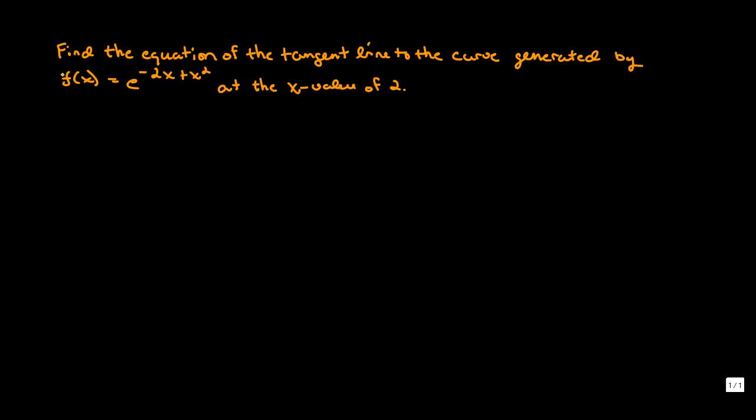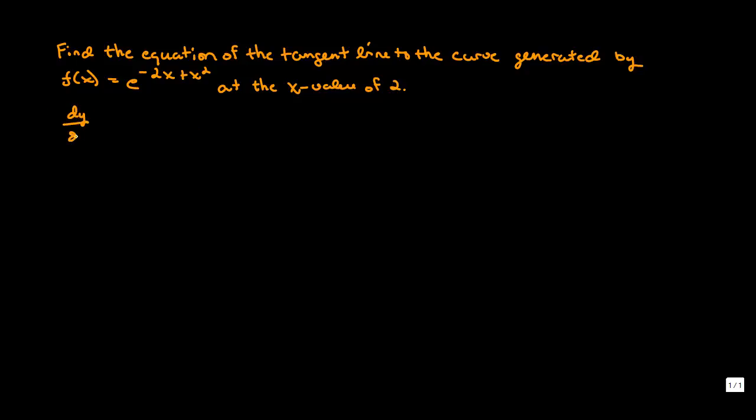So let's take a stab at this problem. It says find the equation of a tangent line to the curve generated by the function f of x, which is defined by e to the negative 2x plus x squared, and we want that tangent line to be at the x value of 2. So the first thing we need to do is get a derivative of this. So we need to find an f prime.